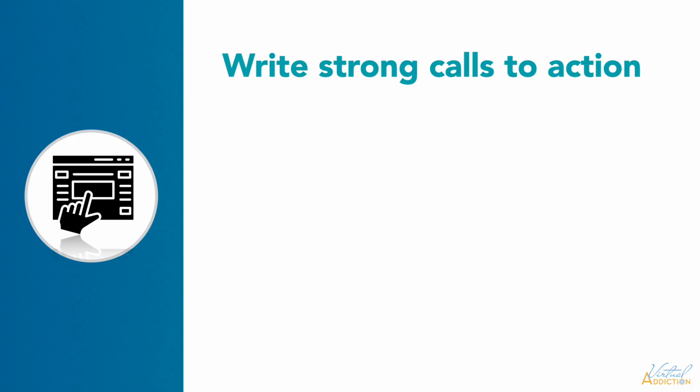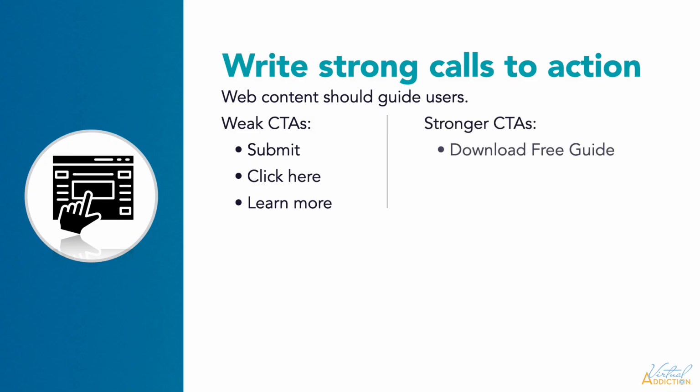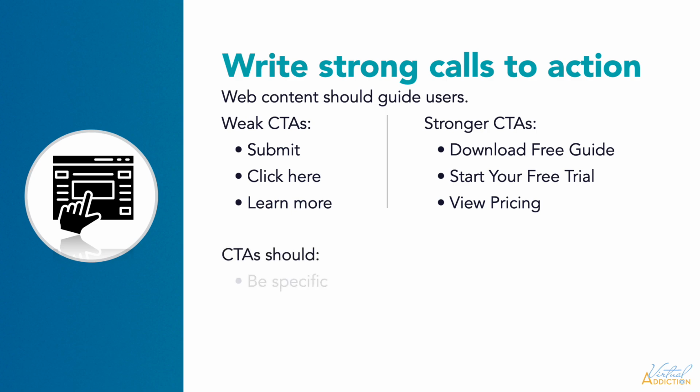Strong calls to action. Web content should guide users. Weak CTAs are something like submit, click here, learn more. A stronger CTA is download the free guide, start your free trial, or view pricing. CTAs should be specific, communicate value, and reduce hesitation. Never make users guess what's going to happen next.